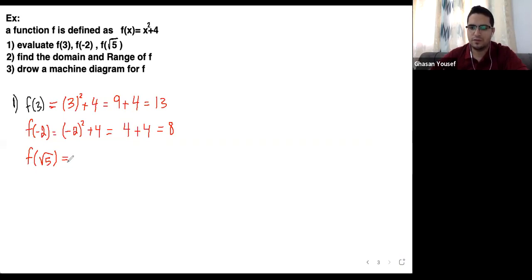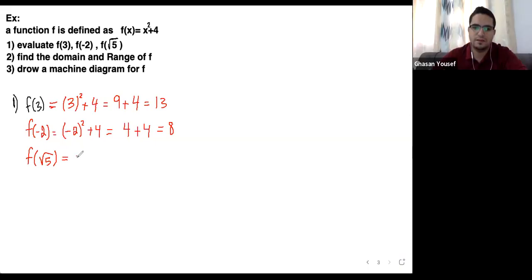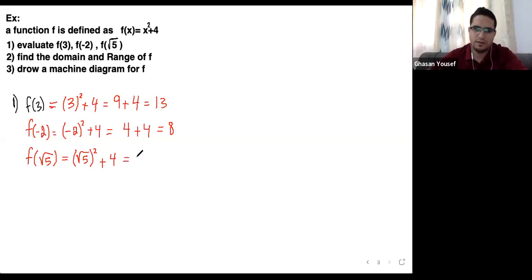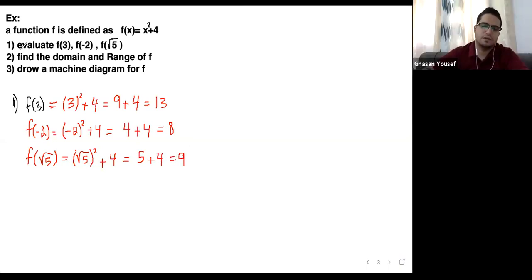What is f of square root of 5? It's 9. How did you find it? How did you get the answer? When you substitute square root of 5 in x squared, the square root and the square cancel. So you actually get 5 plus 4, which is 9. Okay, thanks. This is correct. So the first question is done.